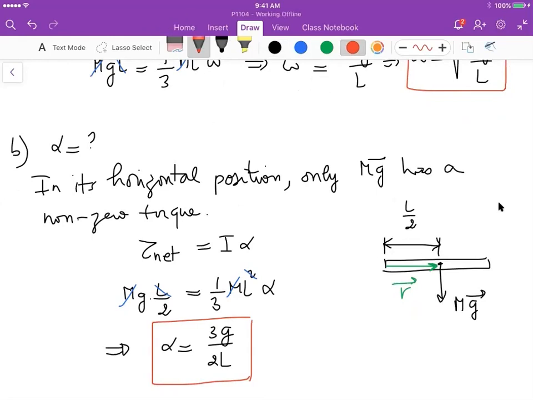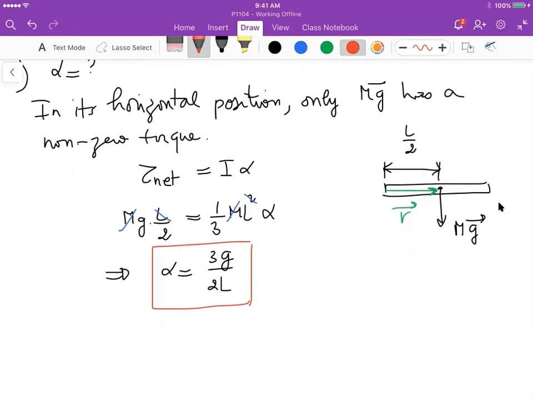Now, the third question is, you have to determine, at the instant the rod is horizontal, the x and y components of the acceleration of its center of mass, right? So let's write down, or let's at least try to guess what are these components, and let's draw a figure for this purpose.